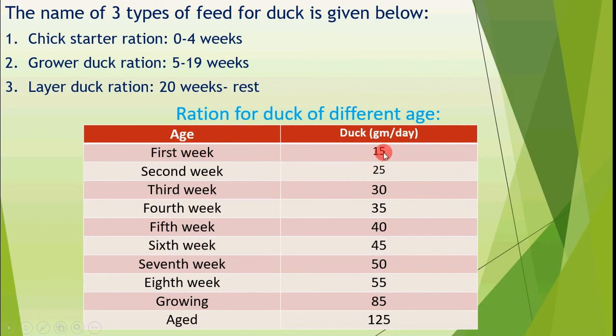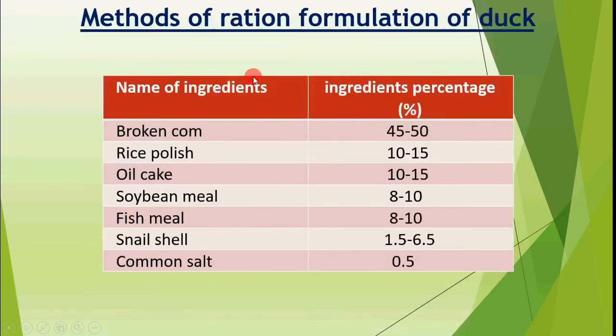Like in the first week they need 15 grams per day, again increasing week after week. Like in the fourth week they need more, 35, in the sixth week they need 45, in the seventh week they need 50. So you have to memorize this type of thing properly. This is the method of ration formation of duck. That means you can make a ration for a duck.